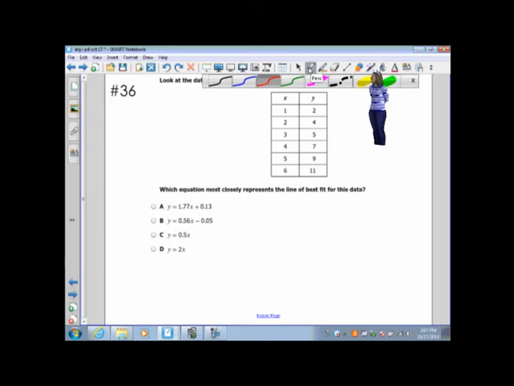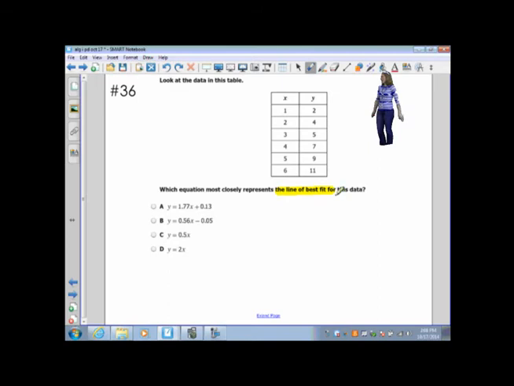Alright, so today we are looking at problem number 36. In this problem we are given a table with a series of data, which is represented by the x column and the y column. The question that we have here is asking us which of the following equations most closely represents the line of best fit for this data.